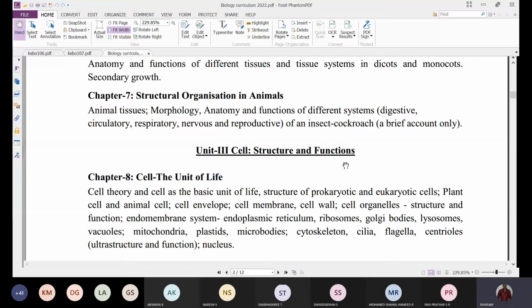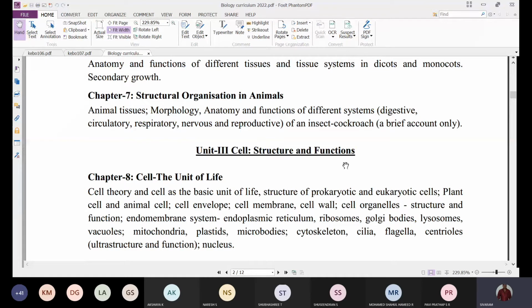And next, structural organization in animals. In this chapter, some portion was deleted. We'll discuss animal tissues, that means all the animal tissues: epithelial tissue, connective tissue, muscular tissue, and next nervous tissue.